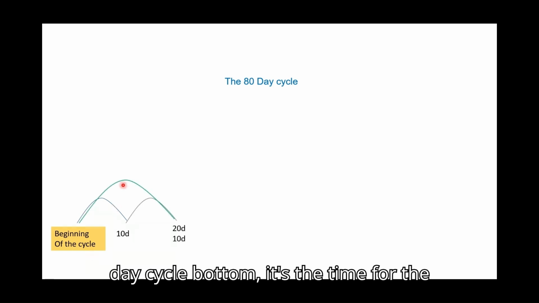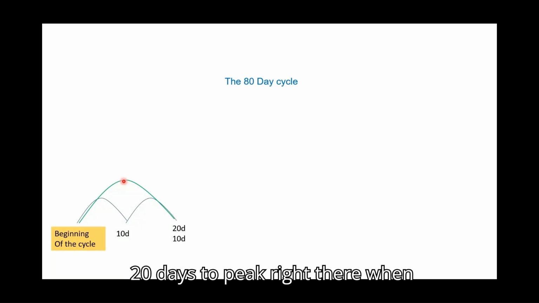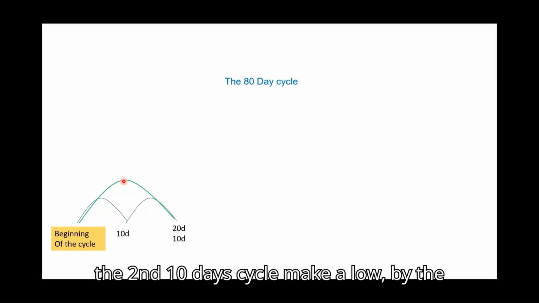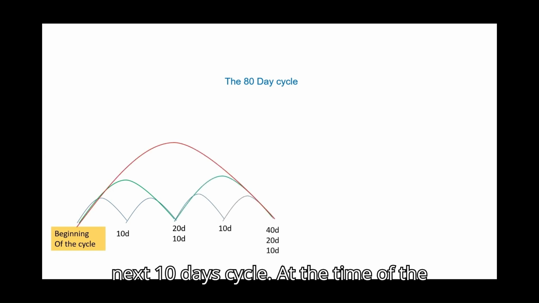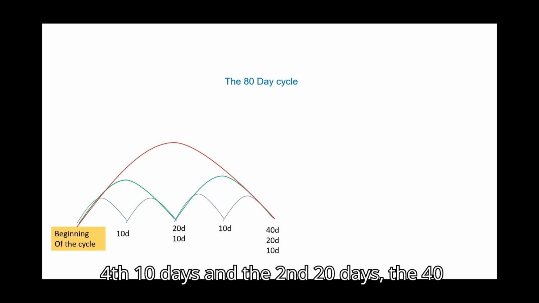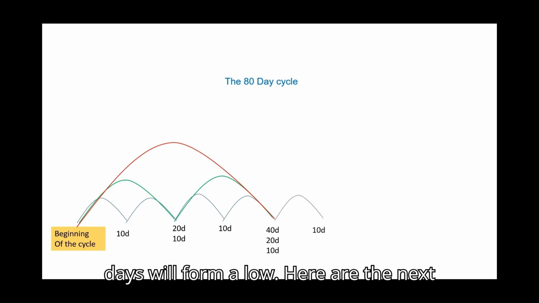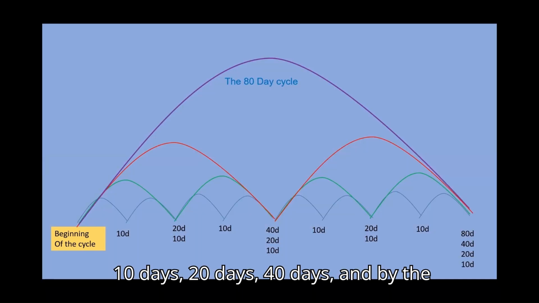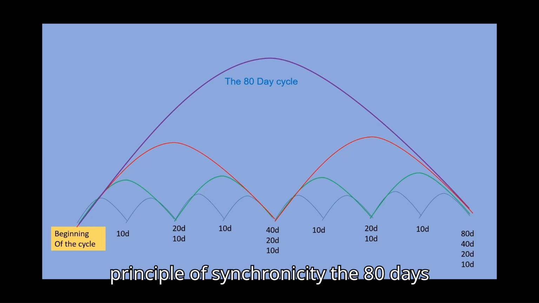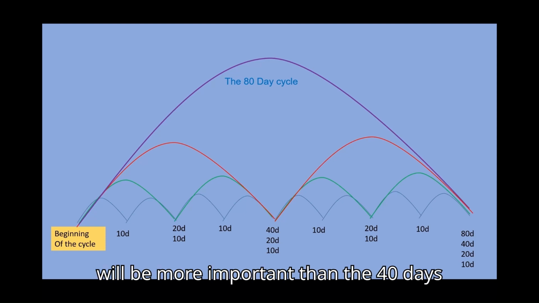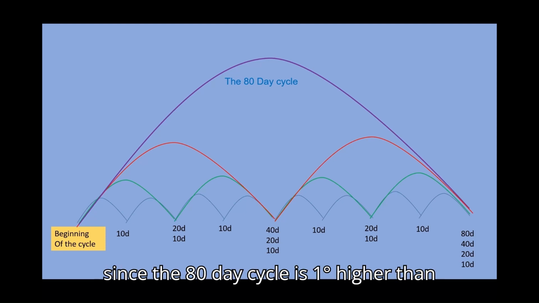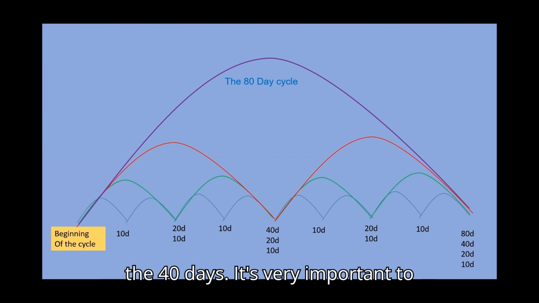At the time of the 10-day cycle bottom, it's the time for the 20 days to peak, right there. When the second 10-day cycle makes a low, by the principle of synchronicity, the 20 days bottoms too. Then we start again the next 10-day cycle. At the time of the fourth 10 days and the second 20 days, the 40 days will form a low. Here the next 10 days, 20 days, 40 days, and by the principle of synchronicity, the 80 days cycle. The 80 days cycle correction will be more important than the 40 days, since the 80 days cycle is 1 degree higher than the 40 days.